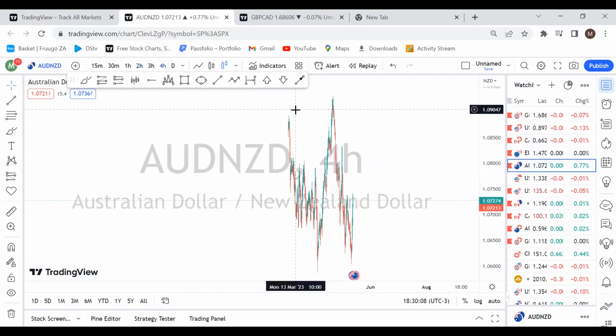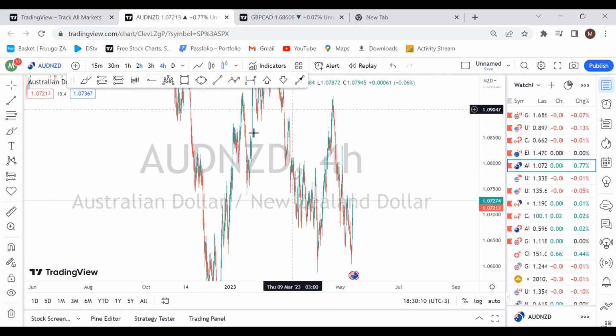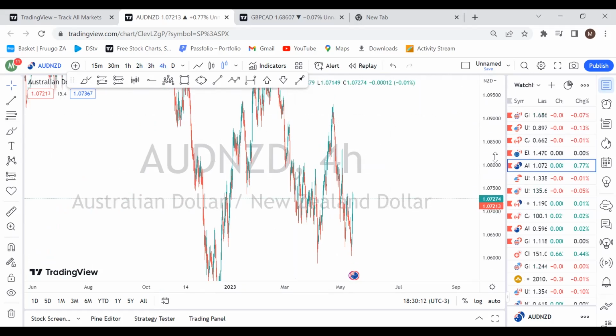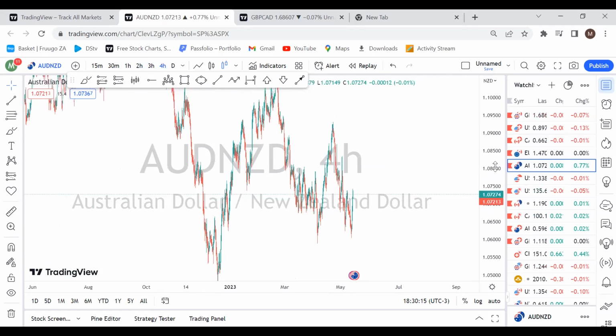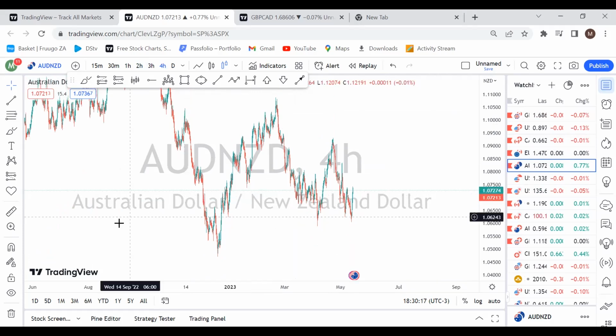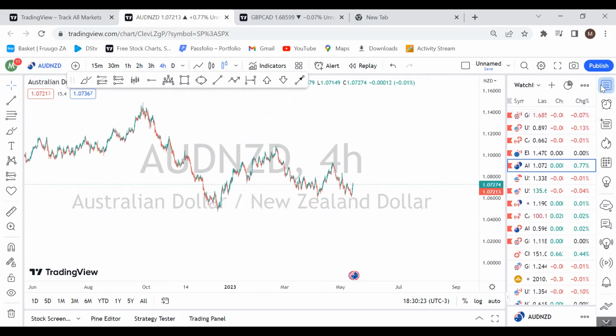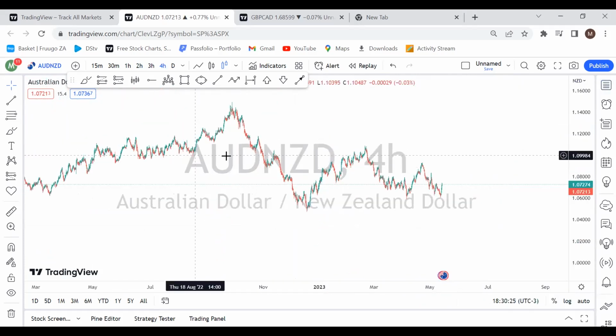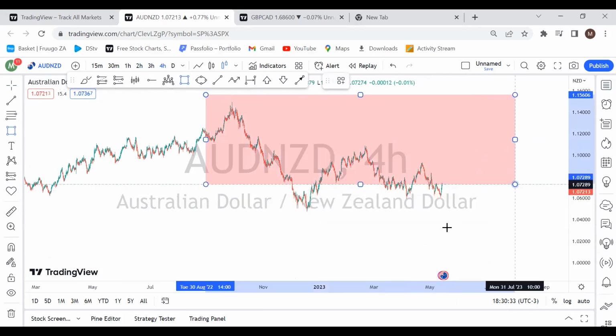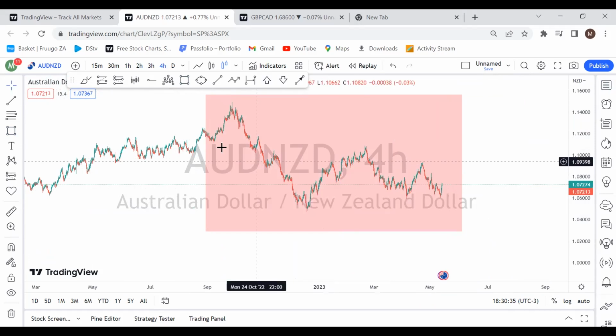So we're going to move on to the last pair, which is Australian dollar against New Zealand dollar, right? So the same concept applies. We're not going to scale up to the daily. We're just going to try to spot out what we have within these areas right here and trade according to that.